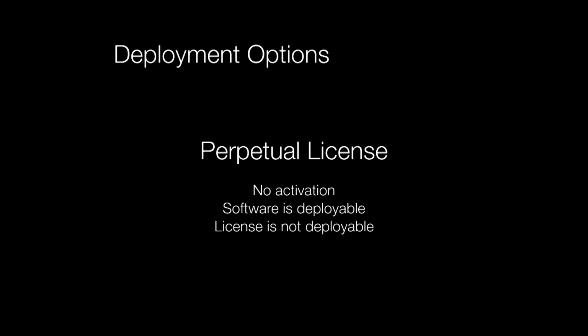Finally, a perpetual license allows the customer to purchase Office once and use it as long as he or she is running an operating system and hardware that supports it. It never expires. It's also less expensive than a volume license, but each license has its own unique serial number. So that also makes it effectively non-deployable.